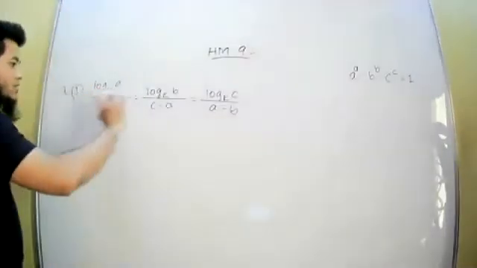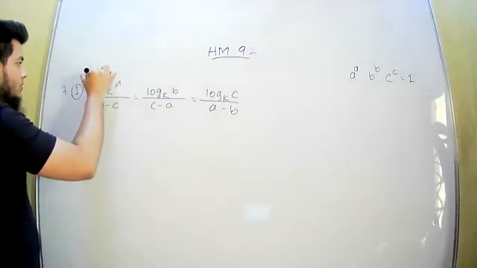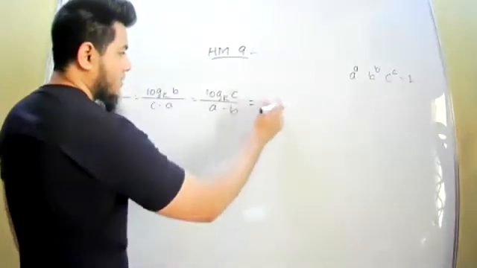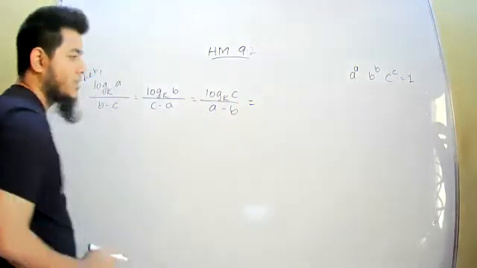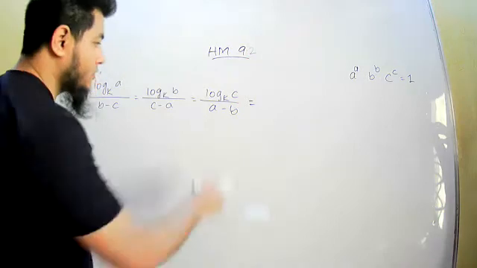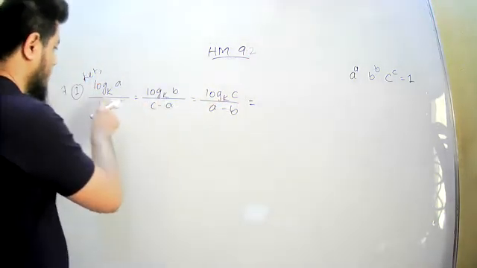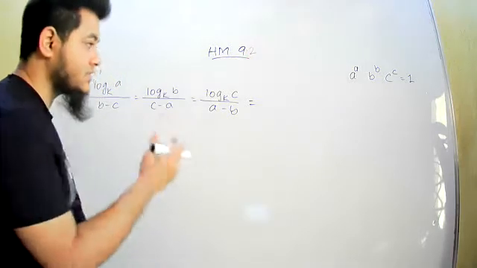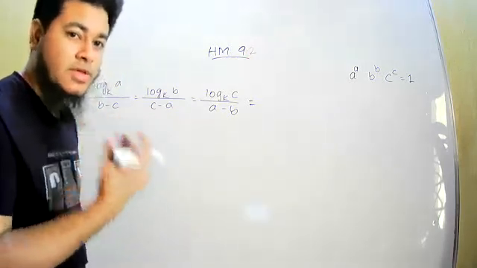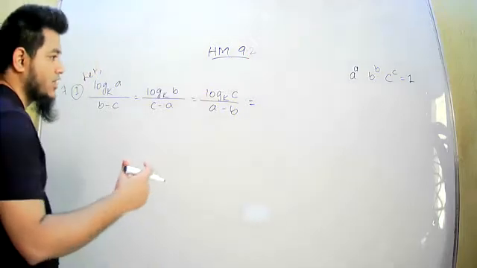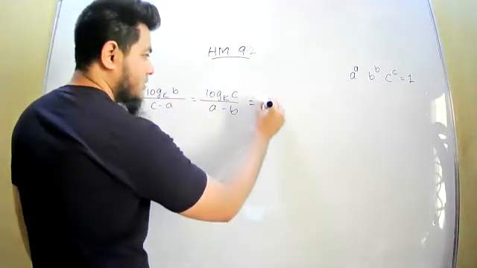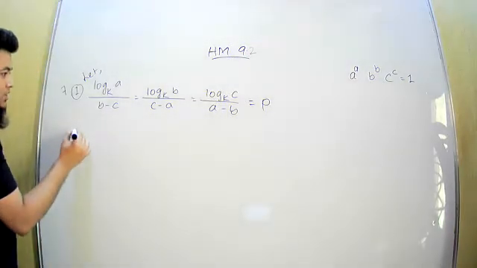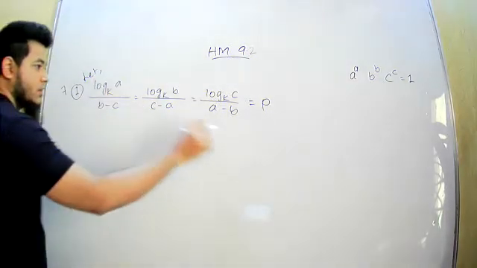So, whenever something like this is given, generally we consider it equal to k, but here we cannot take k because k is already used here. We have to pick some other letter, so we can pick p. First we will write this one is equal to p.